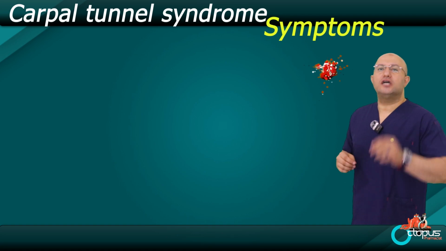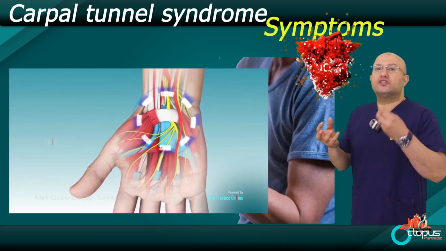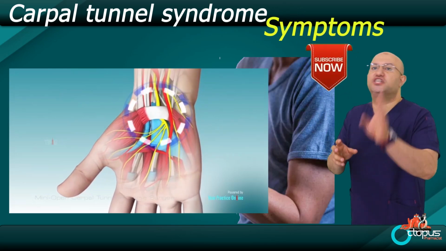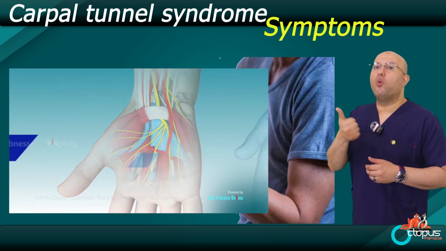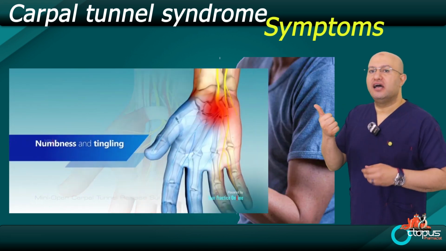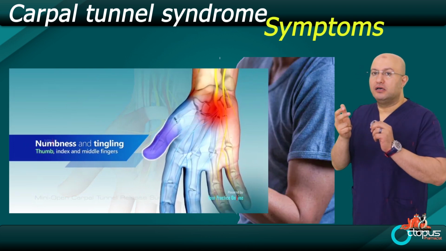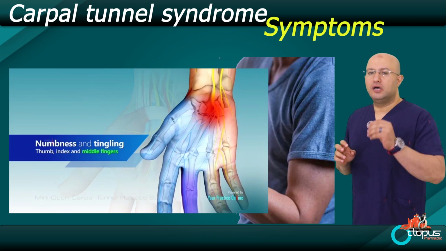Symptoms and causes of carpal tunnel syndrome. Symptoms of carpal tunnel syndrome. Carpal tunnel syndrome, CTS, presents with several characteristic symptoms, primarily affecting the first 3.5 fingers, thumb, index, middle, and part of the ring finger. These symptoms include numbness, tingling, and electric shock sensations.